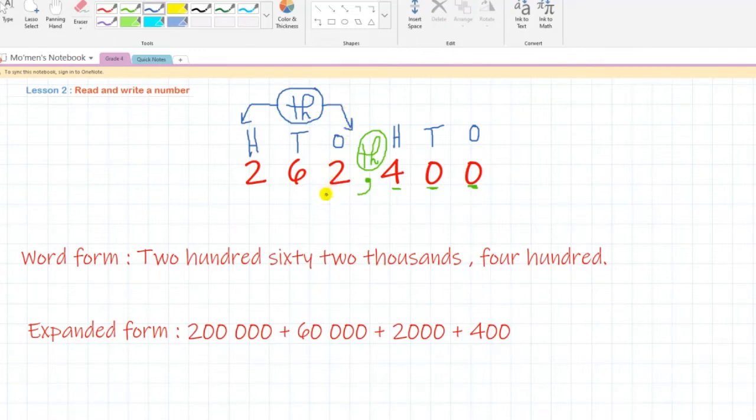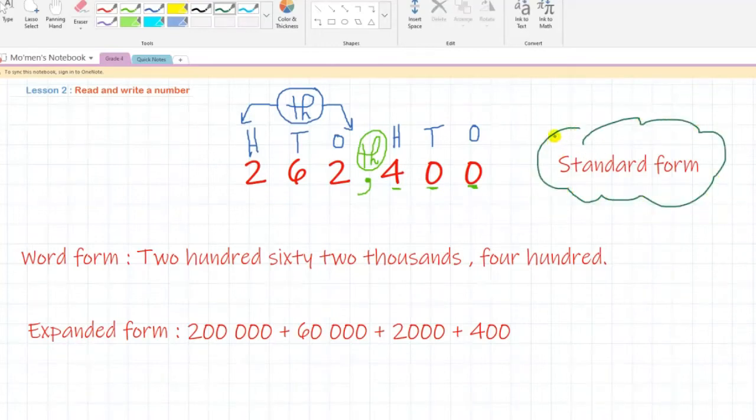Okay, so after that we're going to write this number in our forms, but this number is already in standard form, so we are going to write it in word form and expanded form. So this is called standard form. Okay, so this is our standard form. The standard form is a normal number with digits.